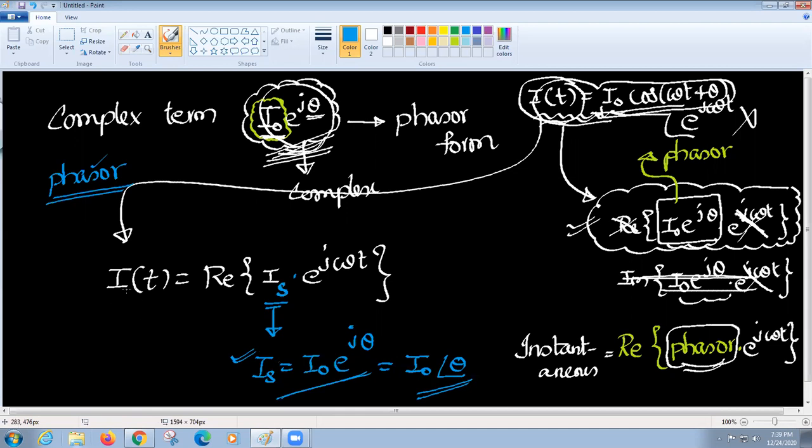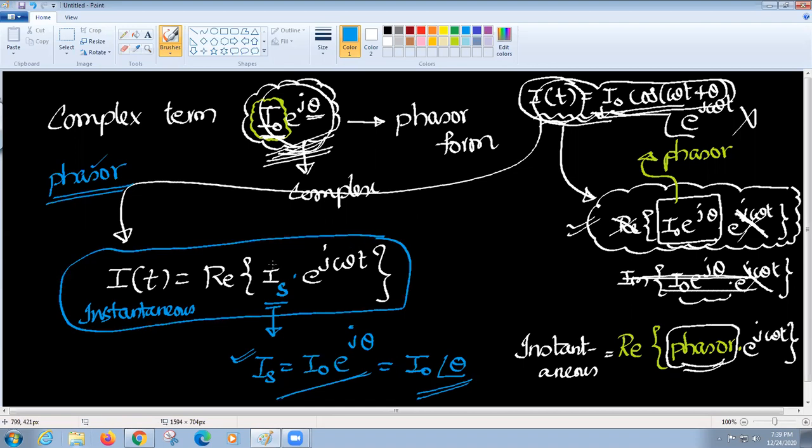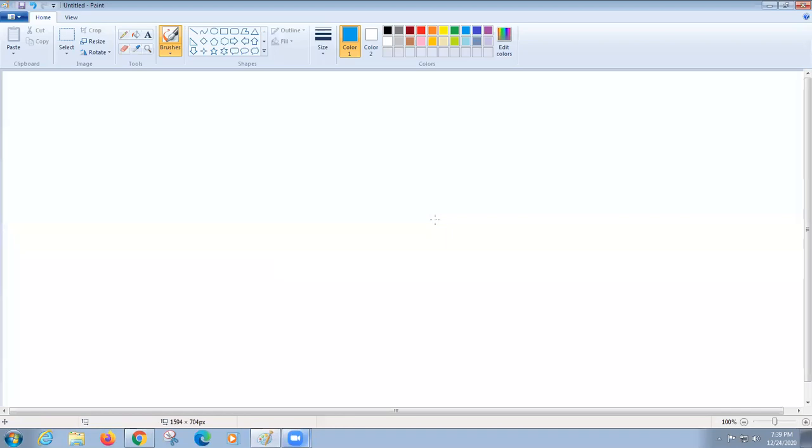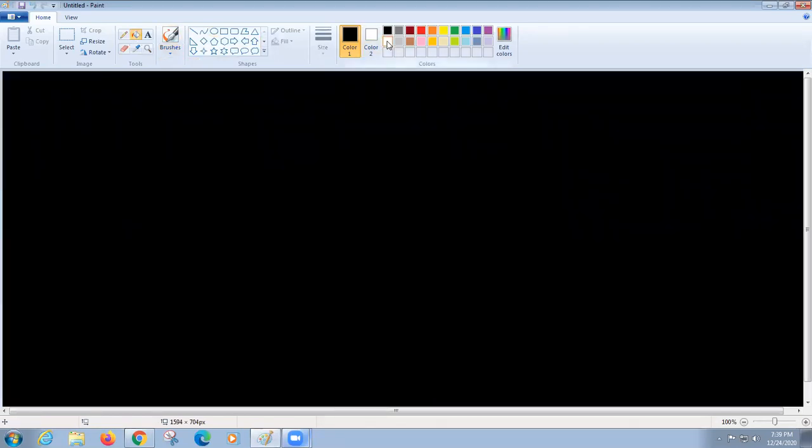Okay, so every time the instantaneous form is expressed in the phasor form like this: the real part of the phasor multiplied by e power j omega t. Now we'll try to work with these phasors and instantaneous forms.